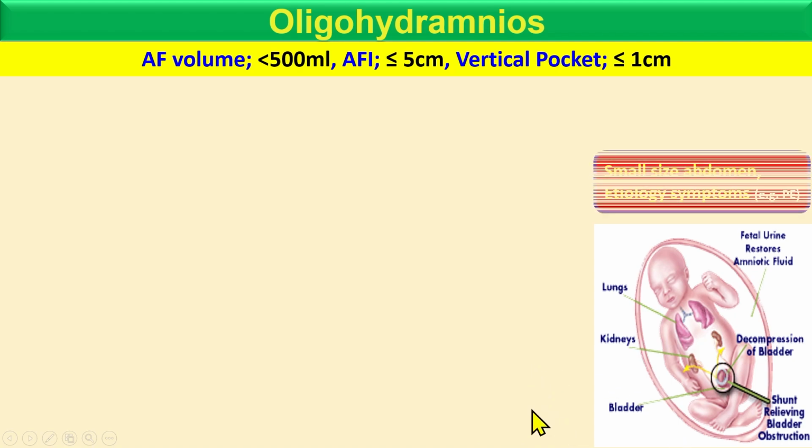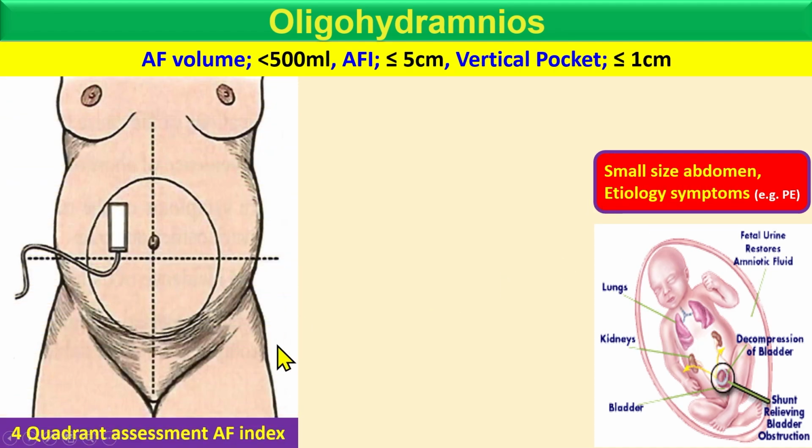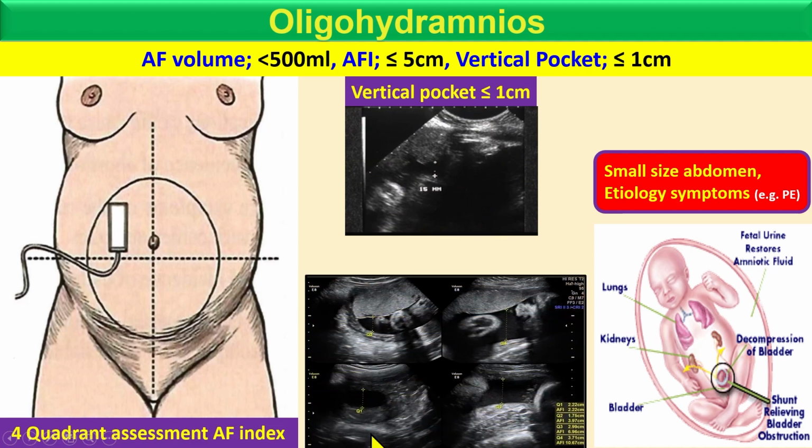There is a small size abdomen, and the other signs depend upon the etiology. For example, if preeclampsia is causing the oligohydramnios, there will be other signs and symptoms associated with the preeclampsia, but the major sign is the small size abdomen. If you look at the index, the vertical pocket is less than 1 centimeter, and where you calculate all four quadrants, it would be less than 5 centimeters. So it confirms the oligohydramnios.